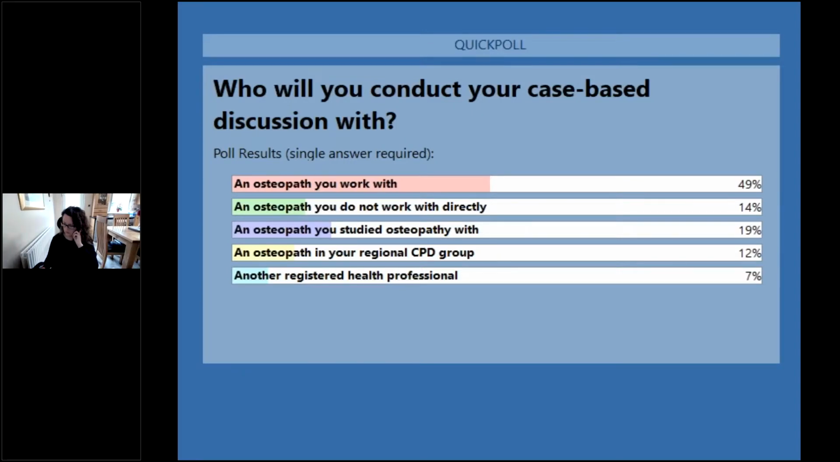So hopefully you can see that. Most people are choosing to do a case-based discussion with somebody that they work with, and only a small amount are going to do that with another registered health professional. Okay, that's reassuring. Well, not reassuring, it's up to you, but it's good for us to better understand how you're going to undertake the process.